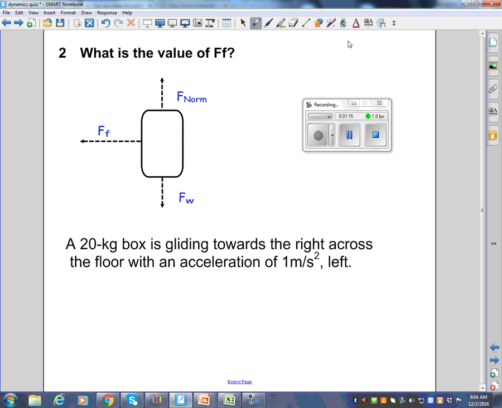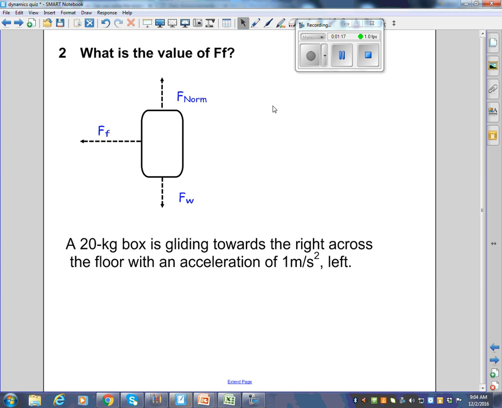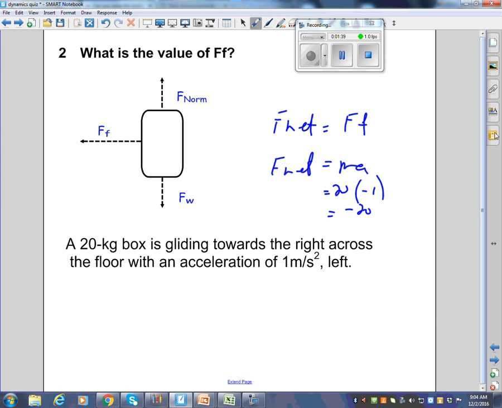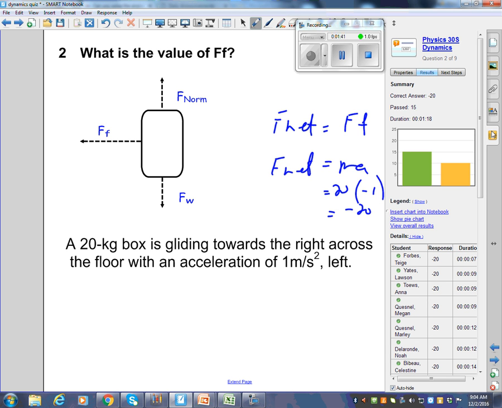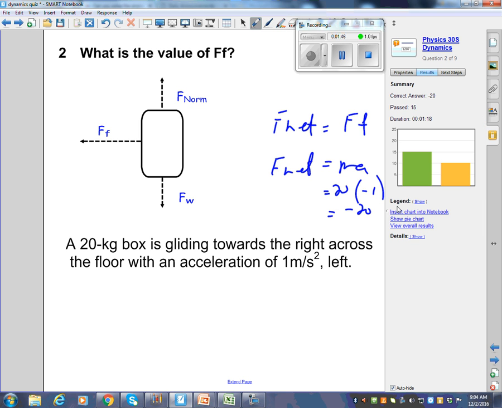So the acceleration is 1 meter per second squared left. This means the net force is really equal to the friction force, because the normal force and the F_W are balanced. And that's the only force, right? So if F net is equal to MA, which is mass 20 times, now it's 1 left, so I'm thinking it's minus 1. So the net force is minus 20, which should make the F_F minus 20. Did you get it right? Make sense, Taryn? Yeah, awesome.